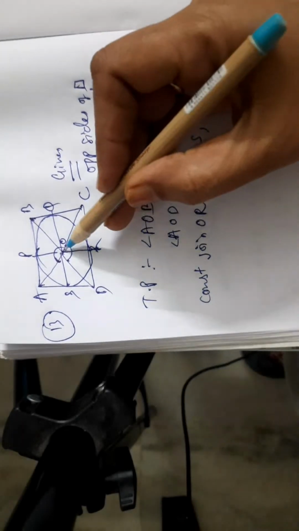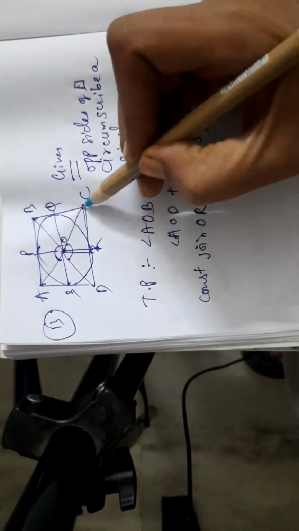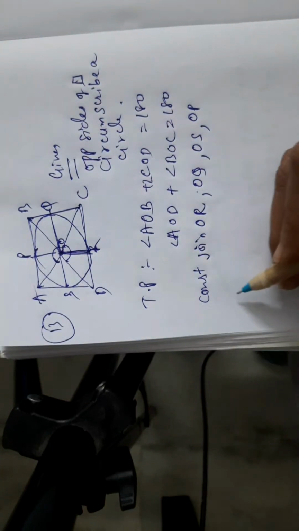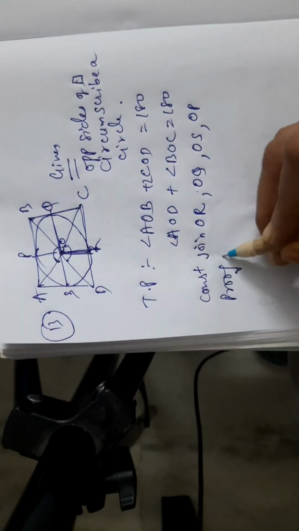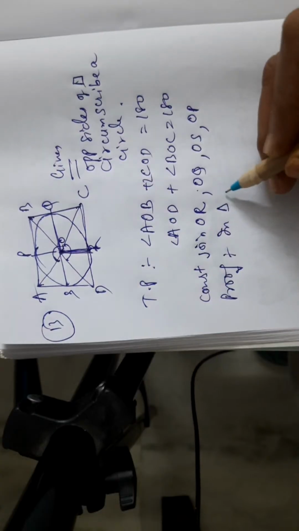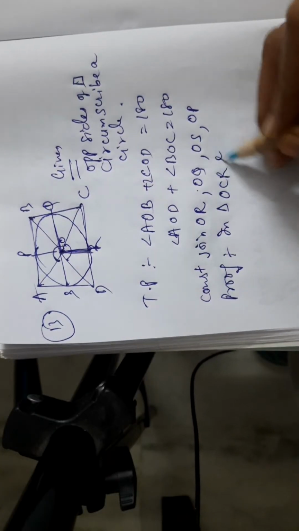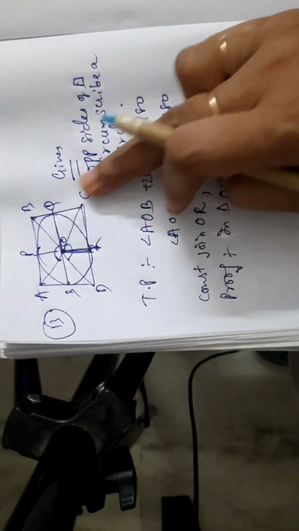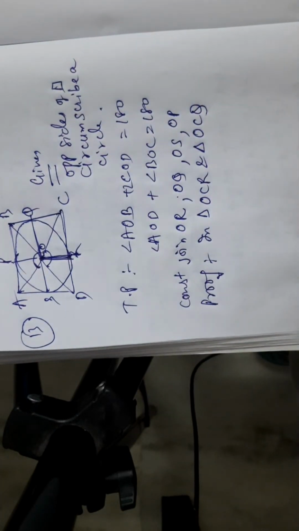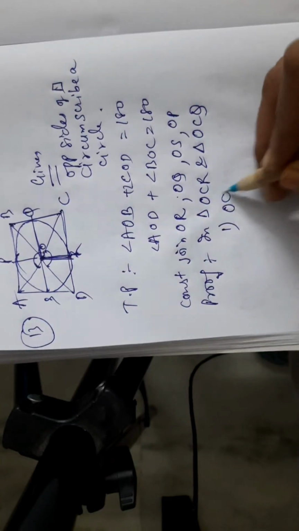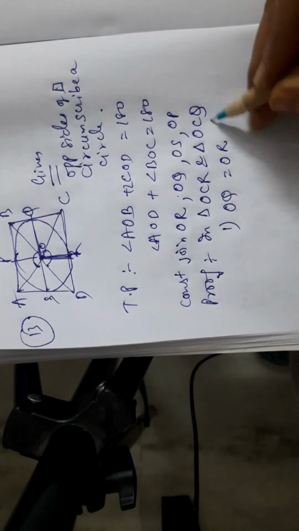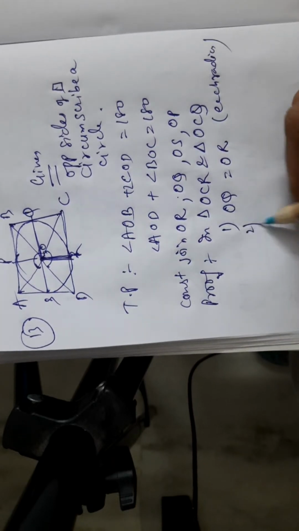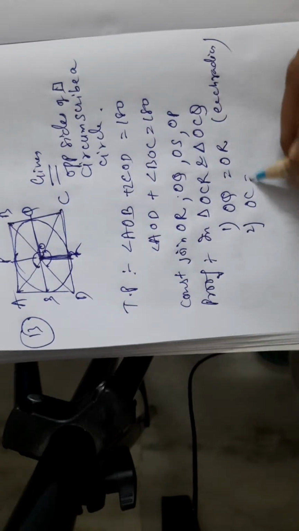Here we need to prove these two triangles to be congruent. So how can we do that? Now starting with the proof part. In triangle OCR and triangle OCQ. First point, OQ is equal to OR, each a radius. Second point, OC is equal to OC.